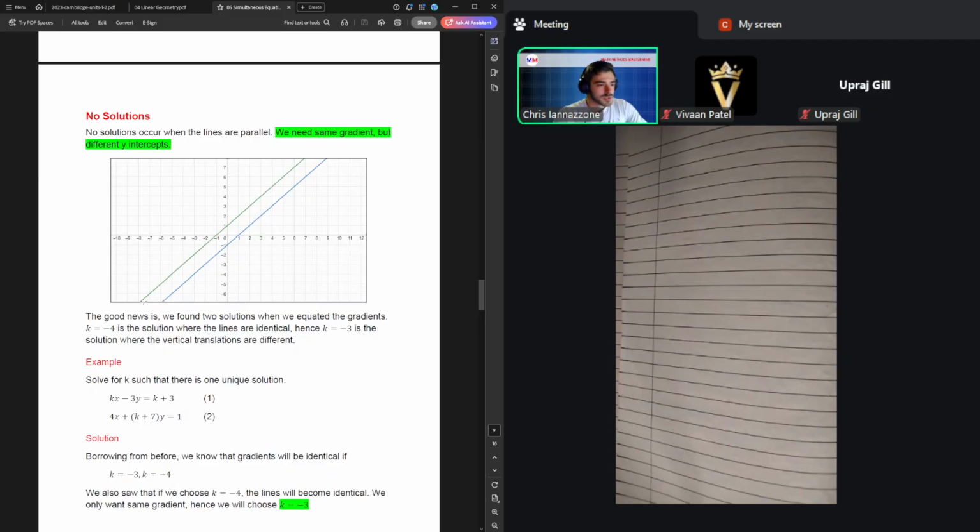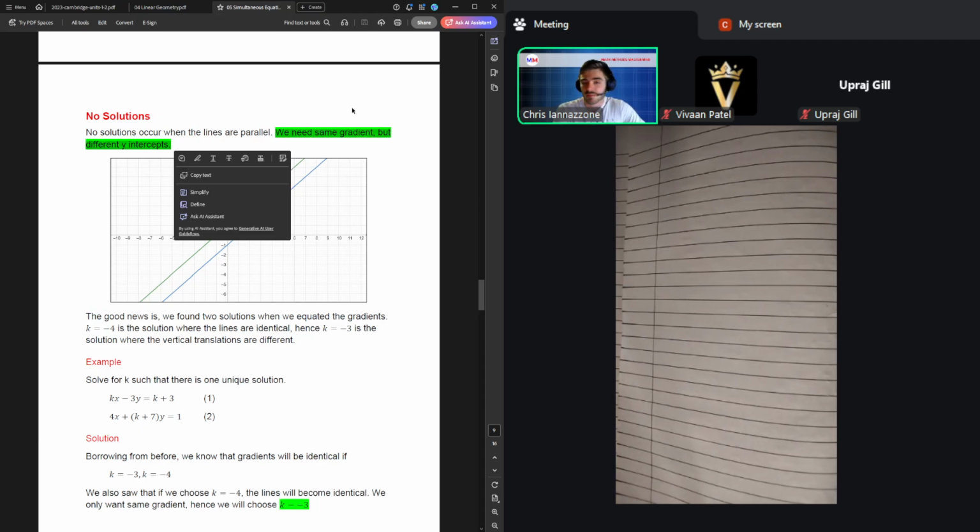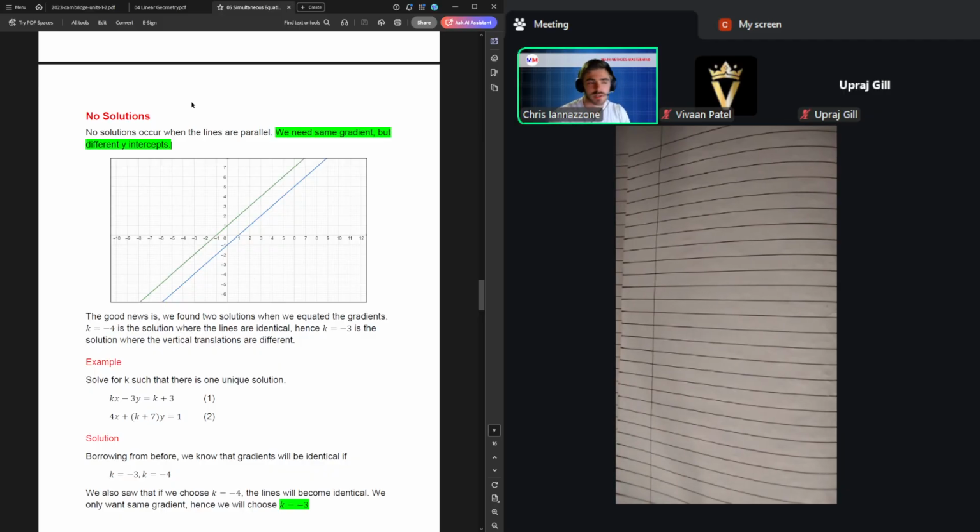For no solutions, that's just another word for parallel. The reason why is because they don't touch, ever. There is no crossover between the two lines. And so all we're going to do is figure out, well, what is it that makes linear lines parallel? Same gradient, different y-intercept. Those are the criteria you're looking for when you're trying to solve for k such that there are no solutions.